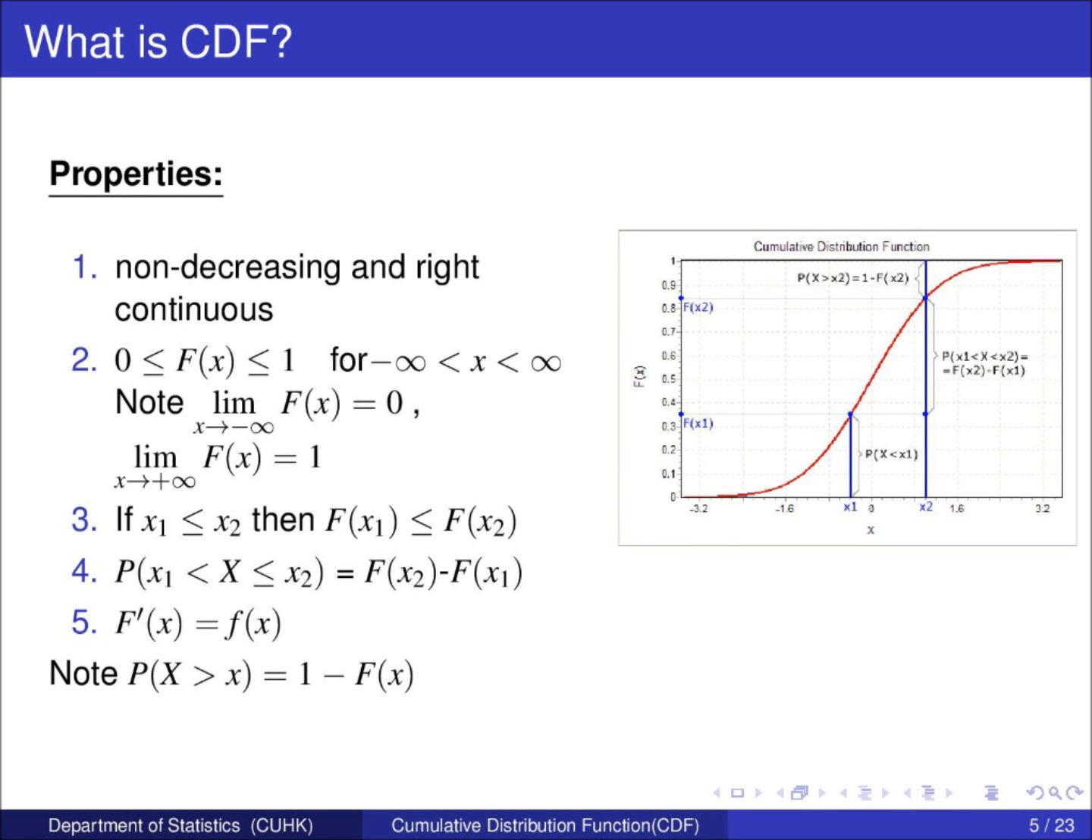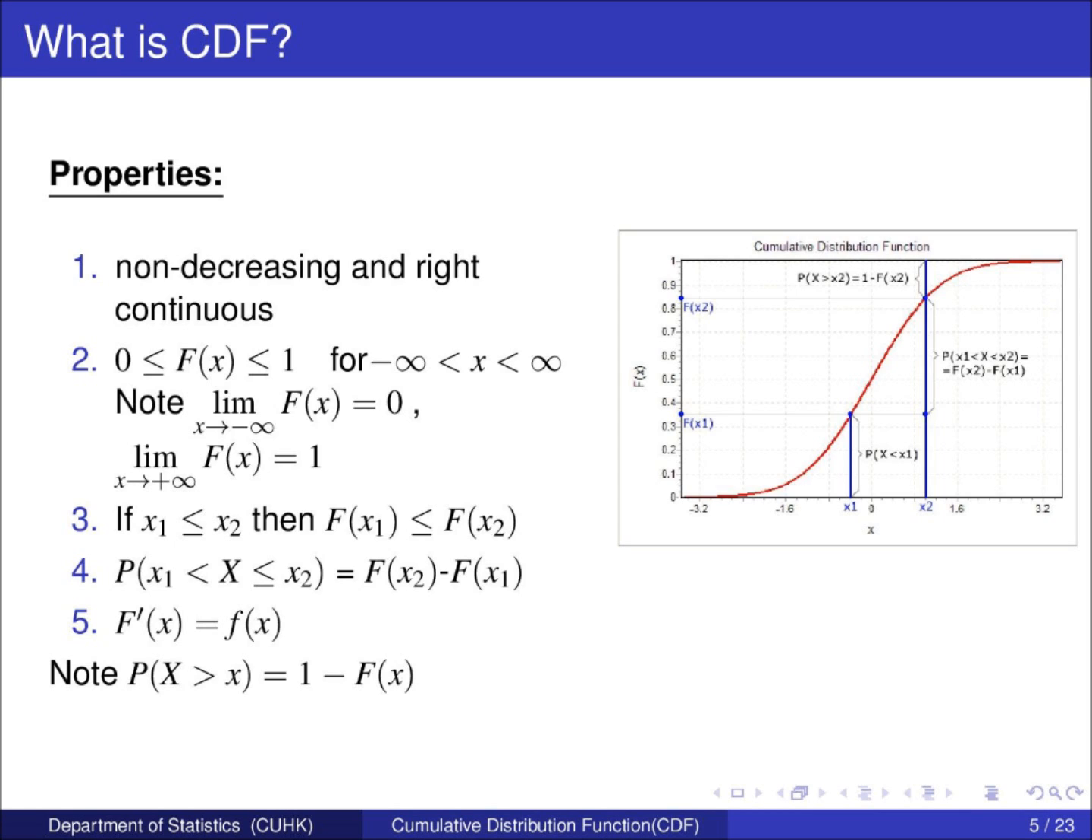Then let's move on to the properties of the CDF. There are a total of 6 properties. First, CDF is a non-decreasing function and right continuous, just like the graph on the right. Second, CDF is bounded between 0 and 1 for all x. That is, as x tends to negative infinity, F(x) tends to 0, and as x tends to positive infinity, F(x) tends to 1.